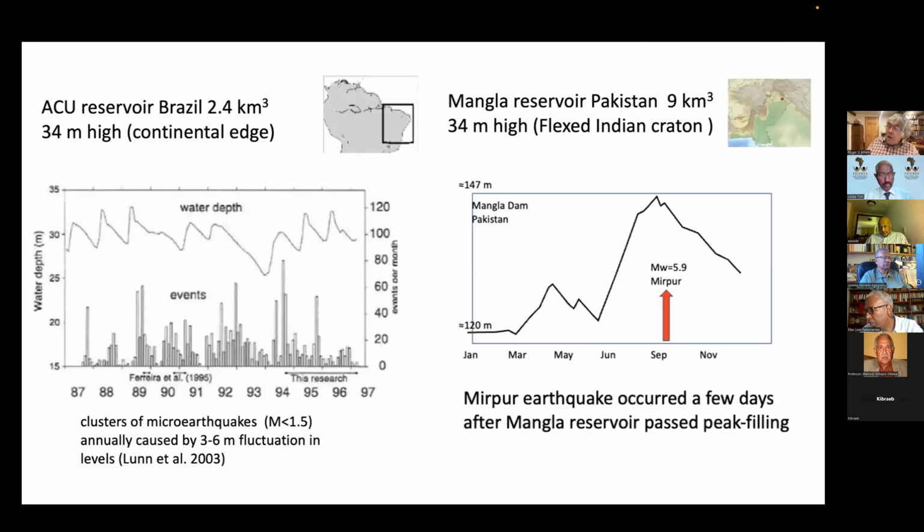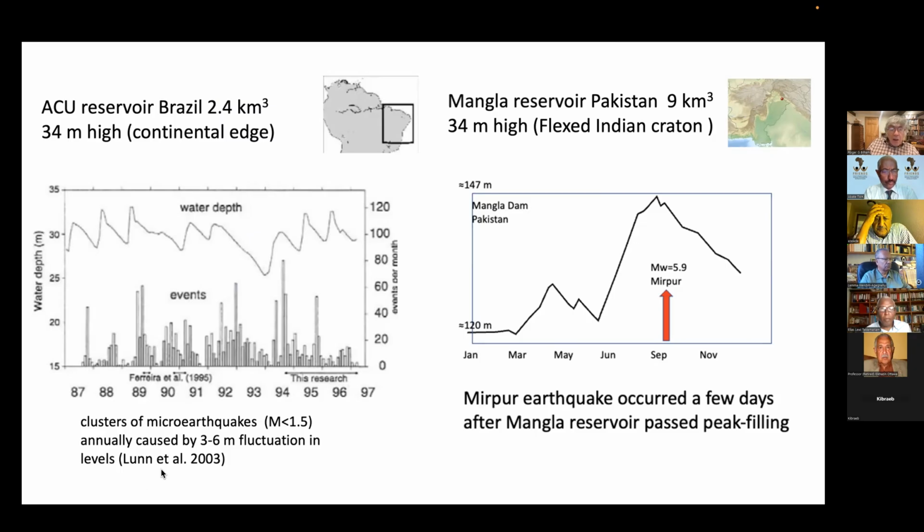I'm going to just now show you a bunch of well-known reservoirs that have induced earthquakes. I'm going to start with one which is tiny. This is only a 34-meter high dam in Brazil. It's near the coast. It doesn't mean it's not a continental setting, because the plate extends, of course, to the middle of the Atlantic Ocean. So this is on the edge of a continent. It's a place where you shouldn't get earthquakes.